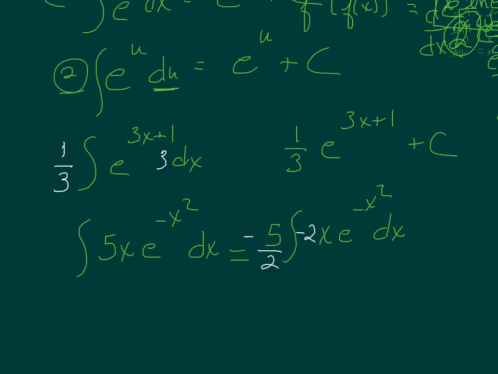Not a lot different from what we'd already done before when we did substitution. Here we can recognize the pattern and you don't actually have to put u equals, but it doesn't hurt if you do. All right, so when we integrate, we get negative 5/2 e to the negative x squared plus c.